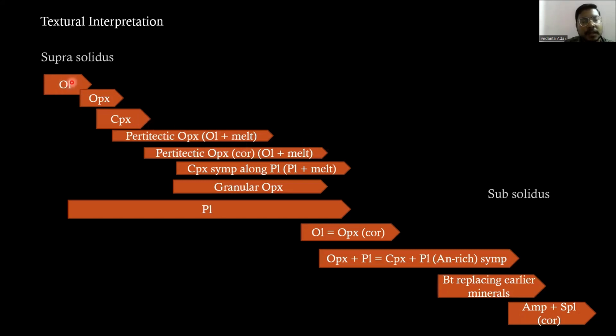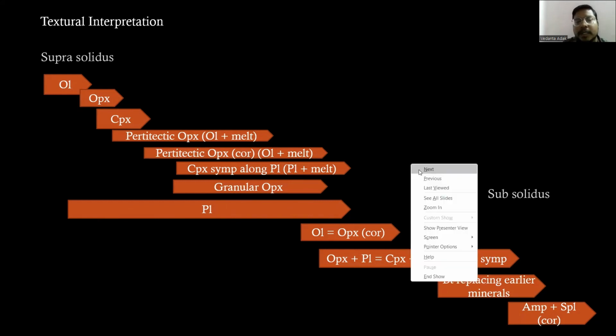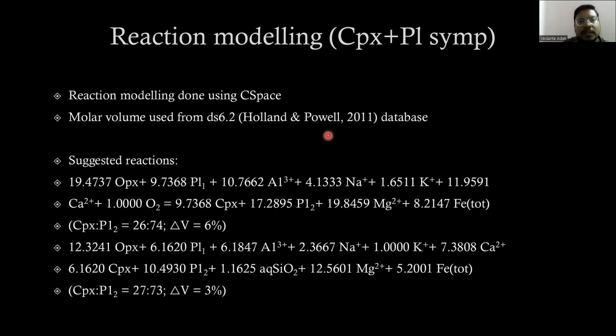So this is the general situation that we are suggesting for what has taken place in the rock. Olivine is one of the earliest forming crystals, followed by OPX, CPX, peritectic OPX, those big interconnected grains, followed by the OPX coronas, followed by the CPX symplectites from melts, then granular OPX, plagioclase forming along the way. Then in sub-solidus, we have olivine to OPX breakdown, then OPX and plagioclase reacting to CPX plus plagioclase, finally biotitization and your amphibolization.